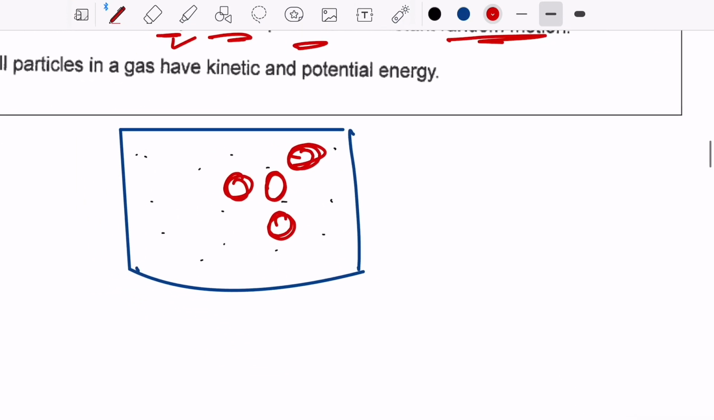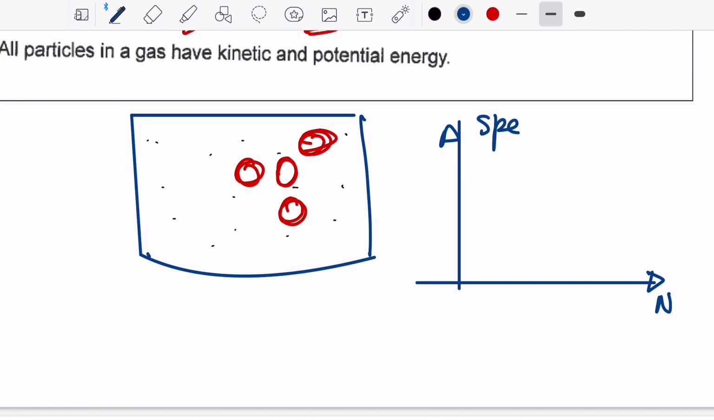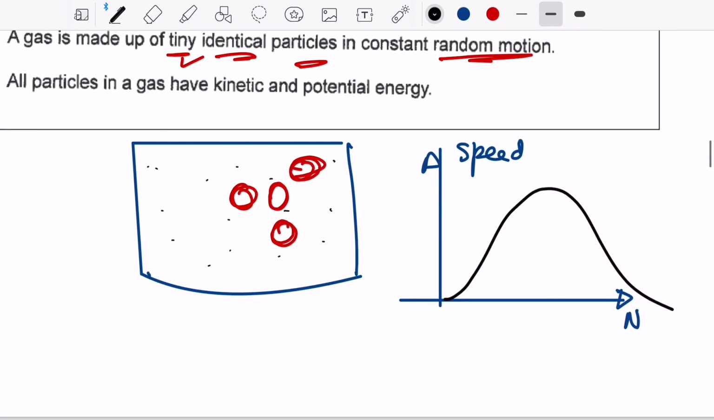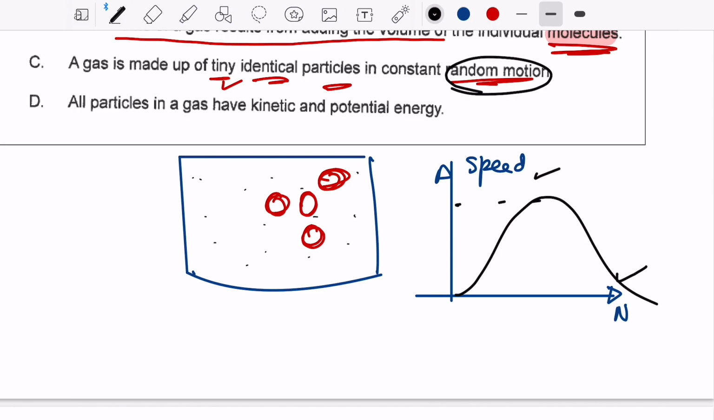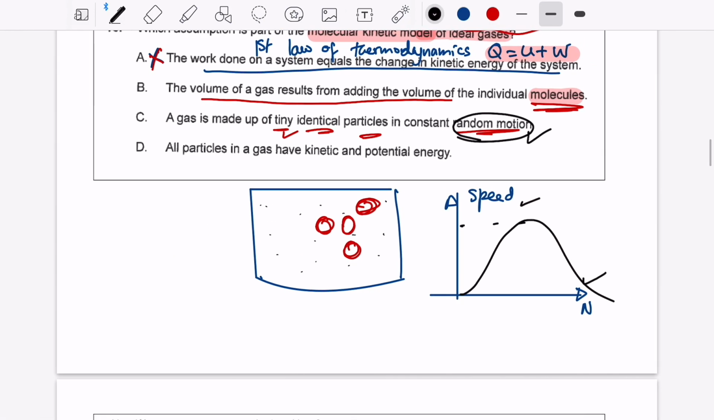Is it true? Let's have a look. The number of molecules and speed graph for any gas is like this. This is a bell curve or normal distribution, right? So of course random. Some of them are very fast, some of them are very slow. So they are in random motion. So this answer C is right.